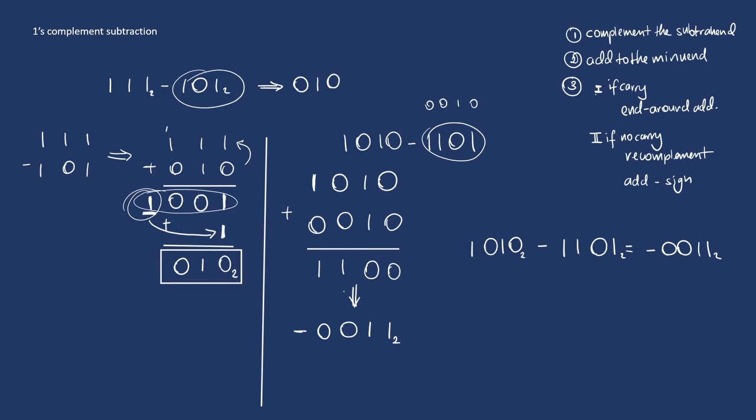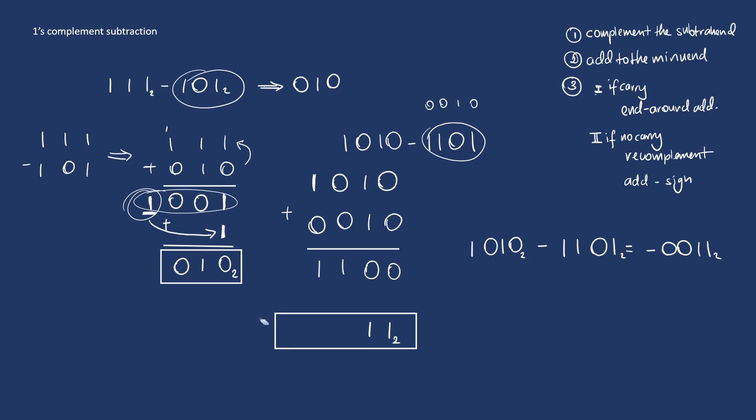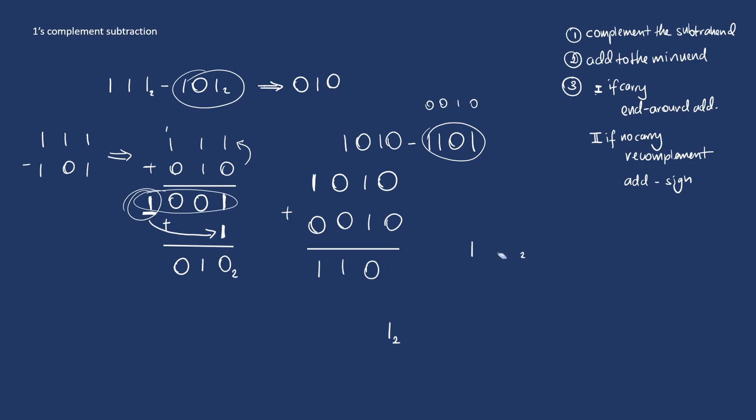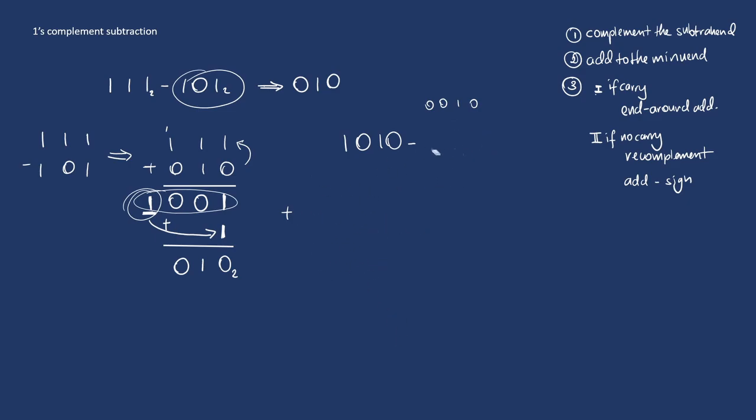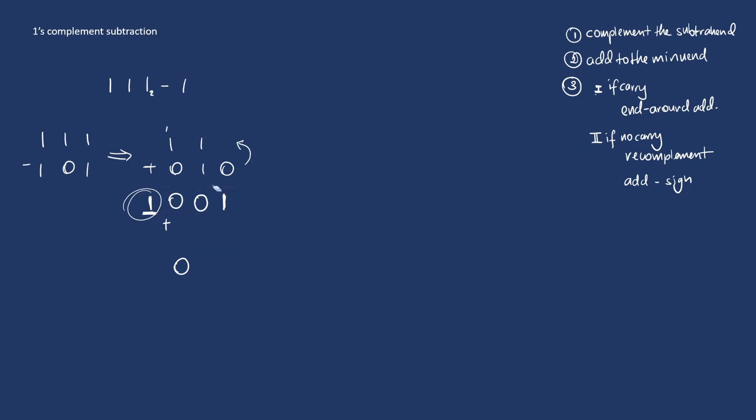But if I don't have a carry, I have to recomplement my answer, then add a negative sign, because no carry means that my minuend was less than my subtrahend. 10 is less than 13. So I always need a negative number to express it. Okay, so let's see if we can do a couple more to get ourselves absolutely familiar with what's going on. Just so that we can be sure how to perform subtraction using 2's complements.